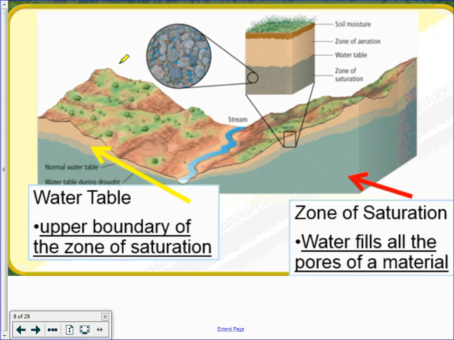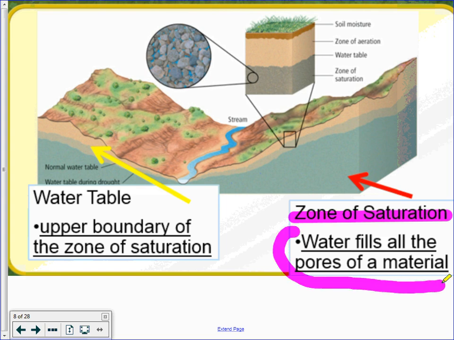There are 2 big areas you've got to know the difference between. It's the zone of saturation, so that's the definition at the top of your page on page 12. It's called the zone of saturation. This is the part of the ground that is saturated with water. It's saturated. The water fills all of the pores.